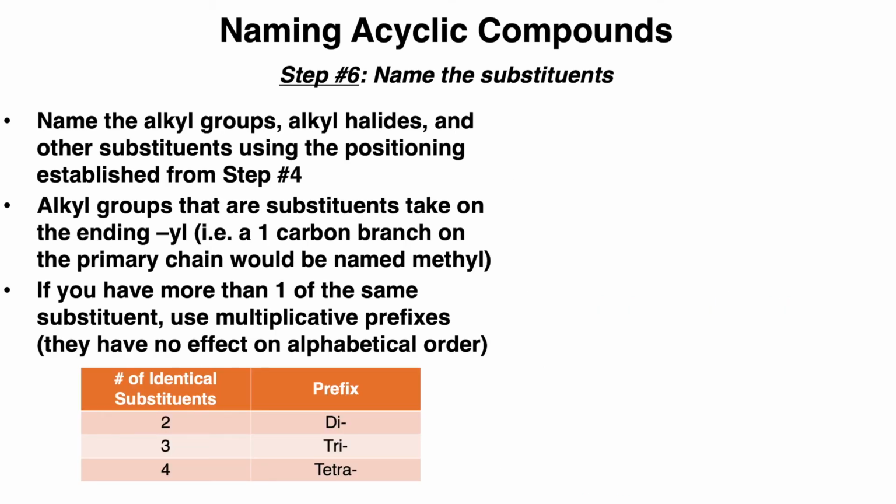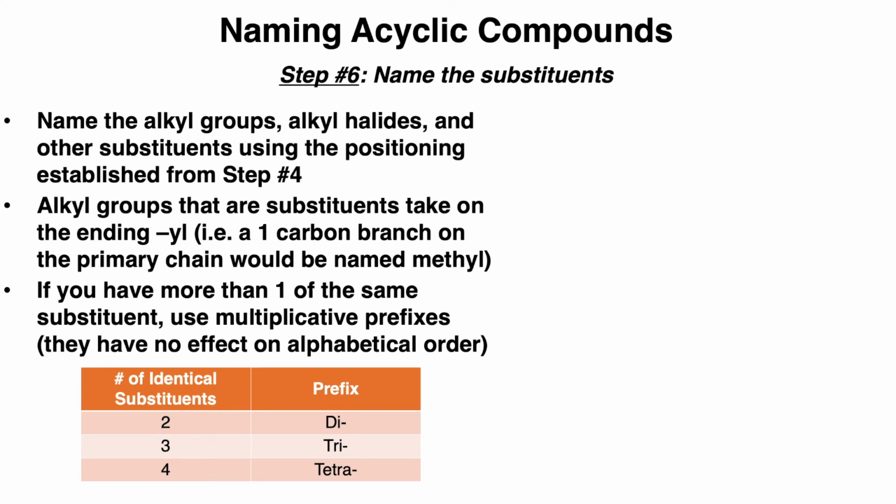Step 6 is to name the substituents using the positioning established from step number 4. Alkyl groups are substituents that take on the ending YL. If you have more than one of the same substituent, you have to use what are called multiplicative prefixes, which have no effect on alphabetical order.